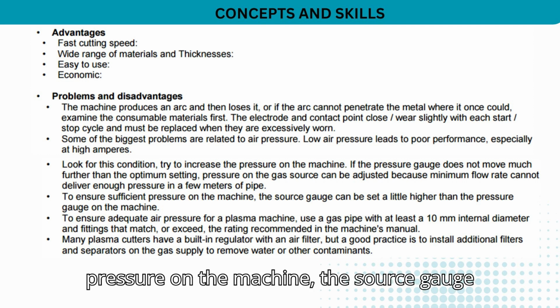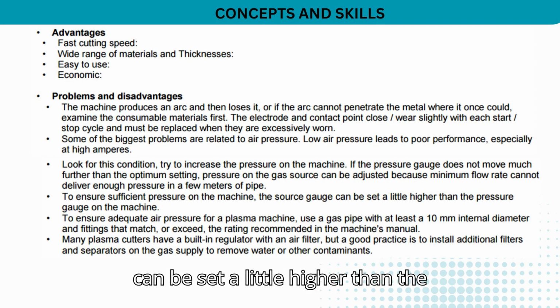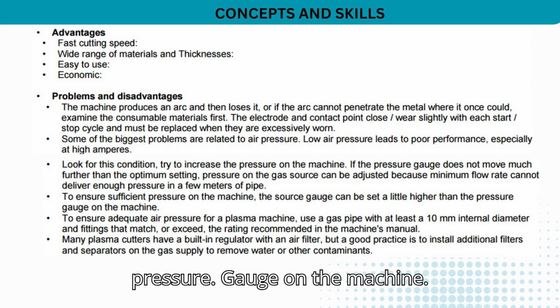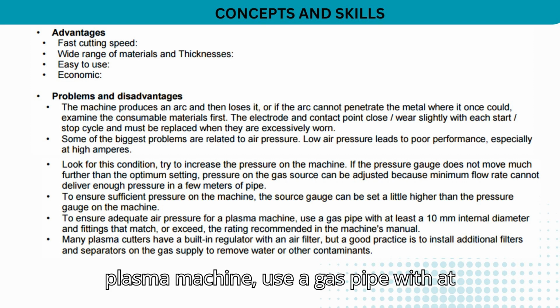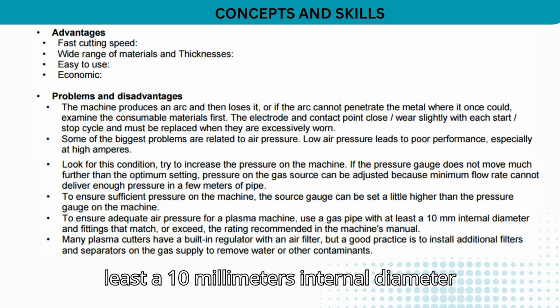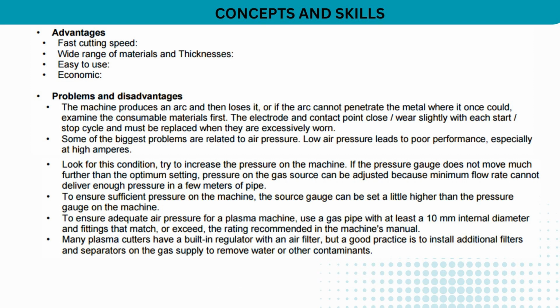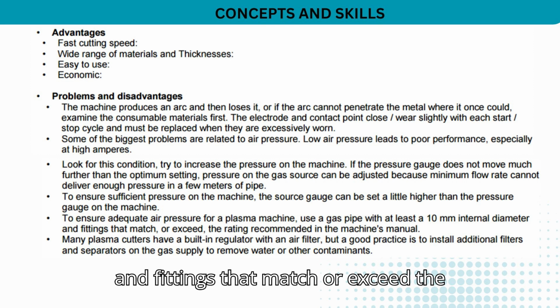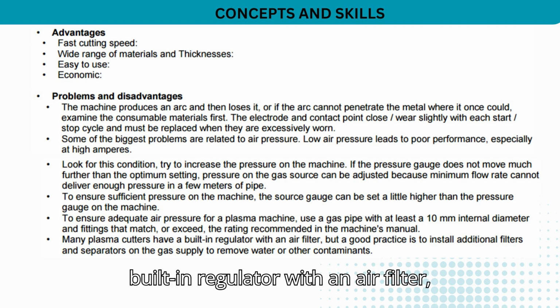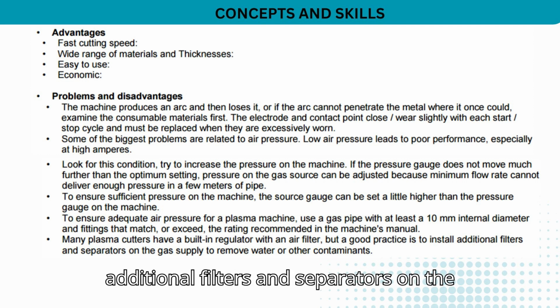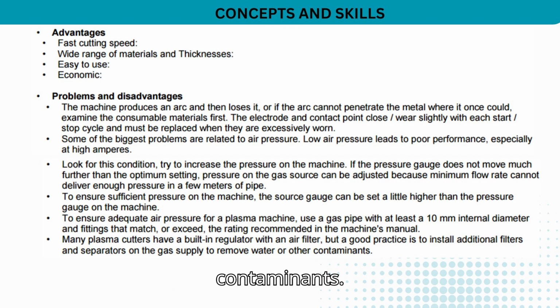To ensure sufficient pressure on the machine, the source gauge can be set a little higher than the pressure gauge on the machine. To ensure adequate air pressure for a plasma machine, use a gas pipe with at least a 10 mm internal diameter and fittings that match, or exceed, the rating recommended in the machine's manual. Many plasma cutters have a built-in regulator with an air filter, but a good practice is to install additional filters and separators on the gas supply to remove water or other contaminants.